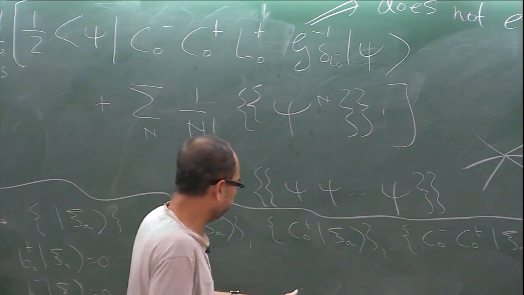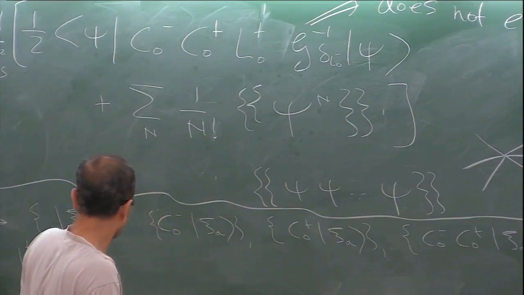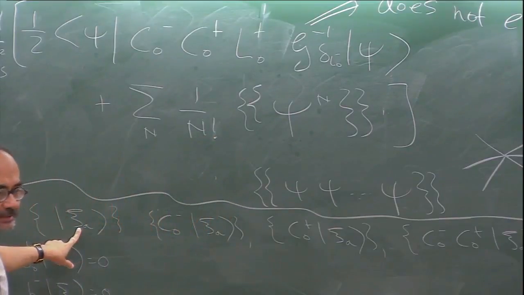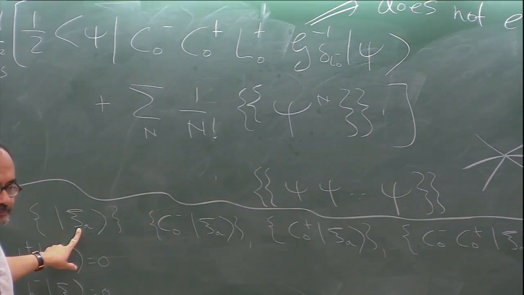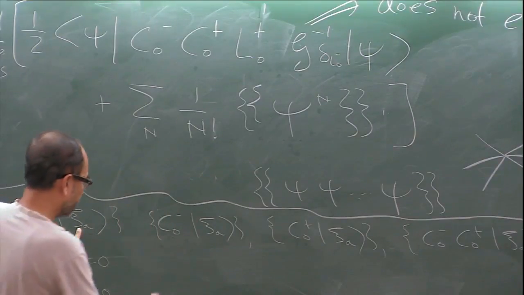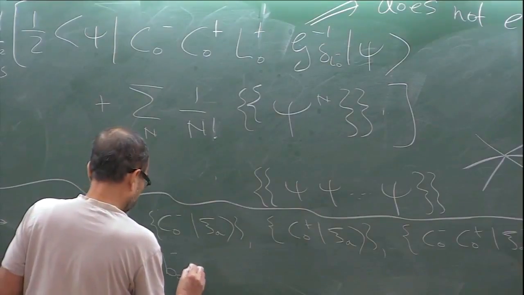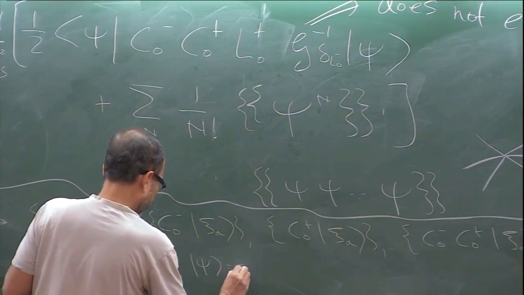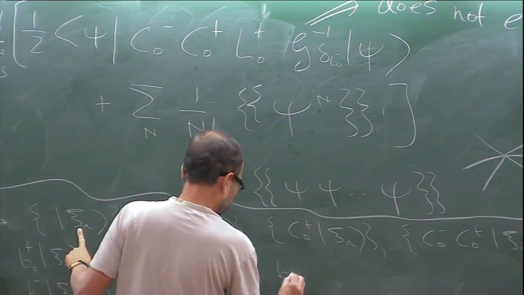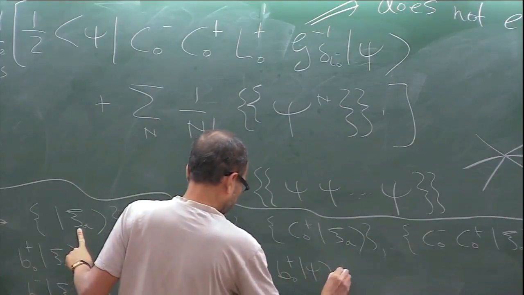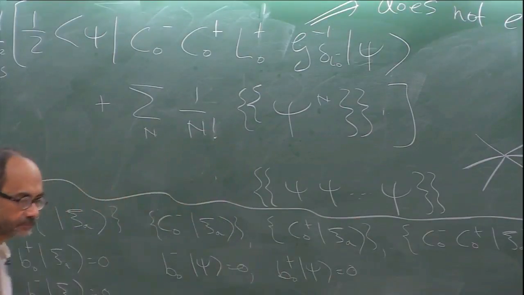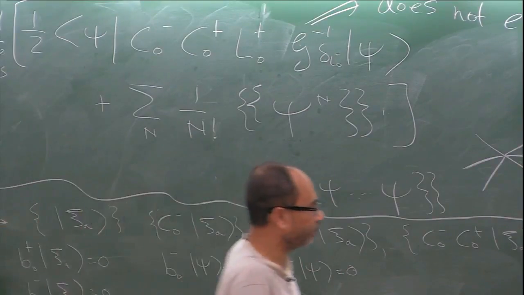has, that's here. Is this point clear? Okay. So psi can be restricted to satisfy B0 minus psi equal to 0 and B0 plus psi equal to 0. Okay. This in fact you can also see from here.